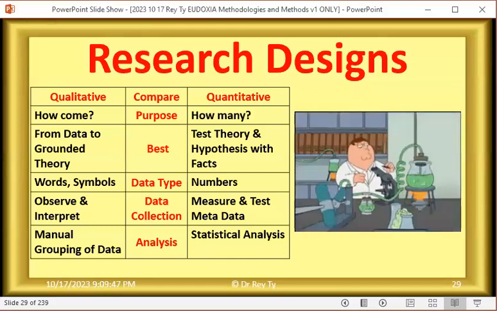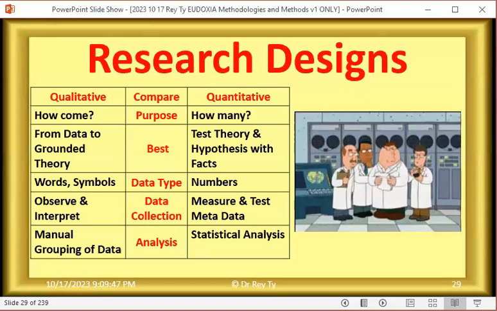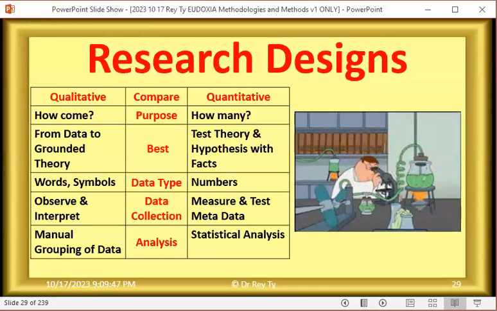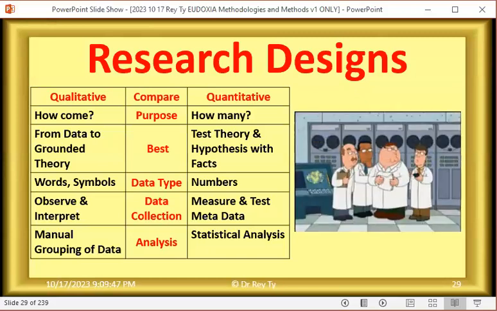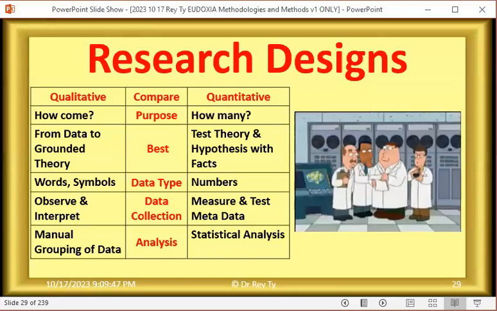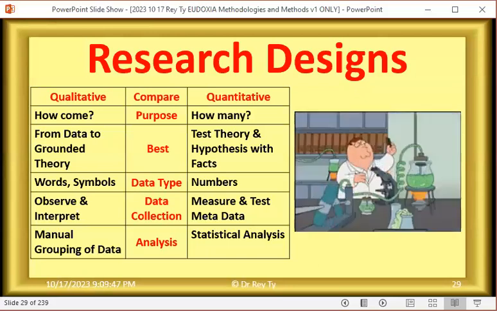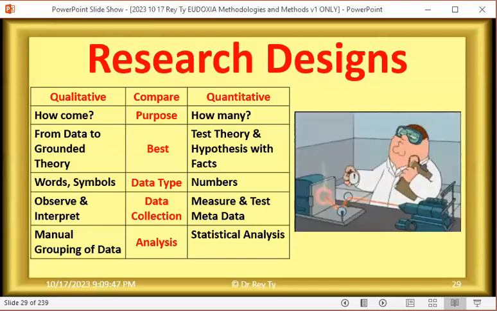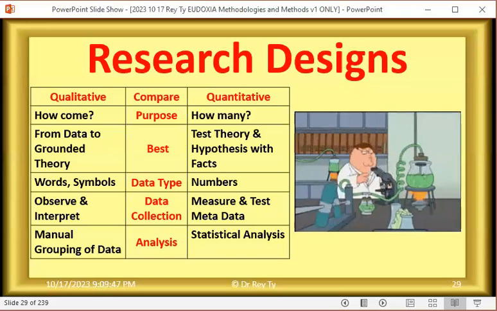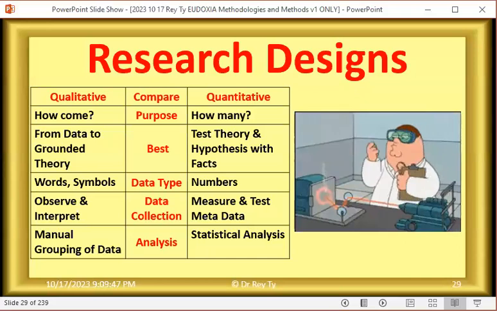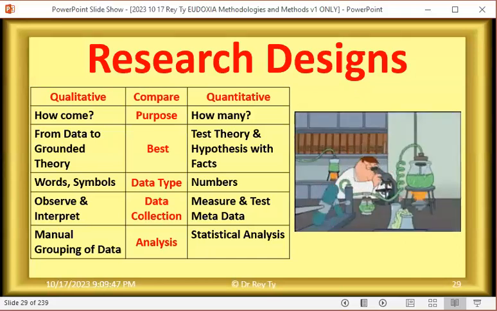For quantitative, the best way to do it is to test hypothesis or theory. Whereas for qualitative, you are not testing hypothesis or theory. Theory is in fact not necessary in qualitative research. It helps, but it's not required. Rather, you start from the data, and oftentimes a grounded theory emerges. In quantitative research, numbers are very important. In qualitative research, it's artifacts, words, and symbols.